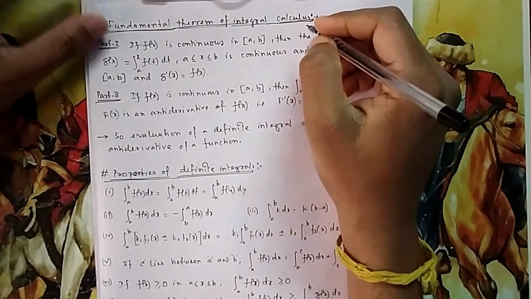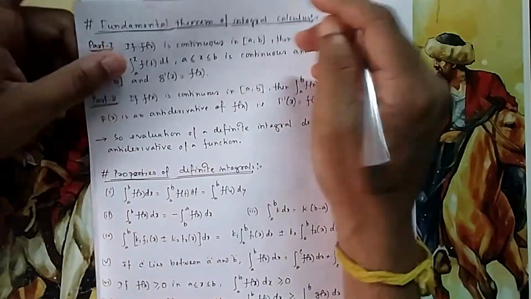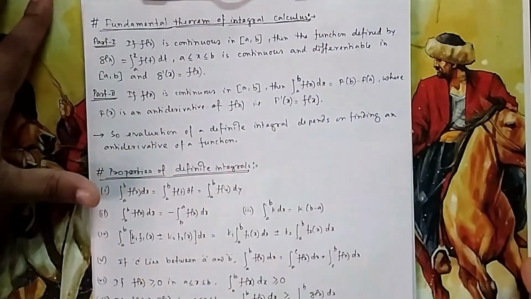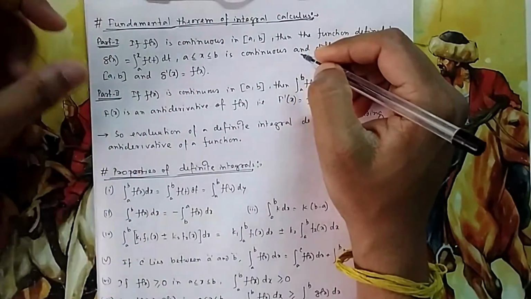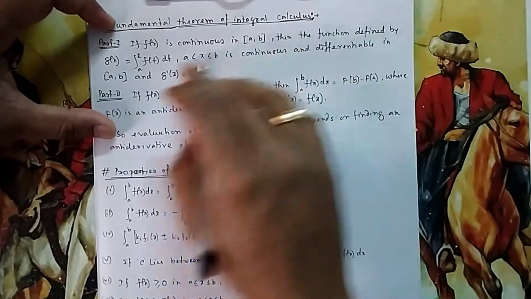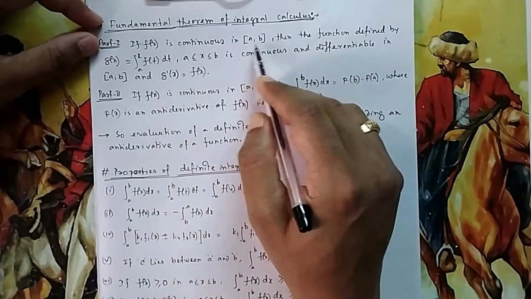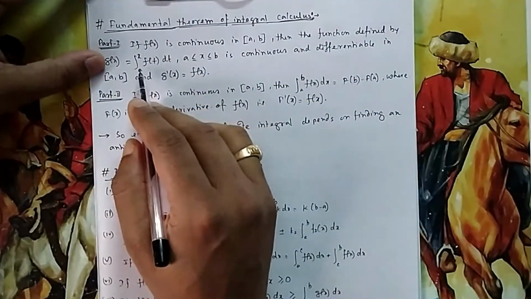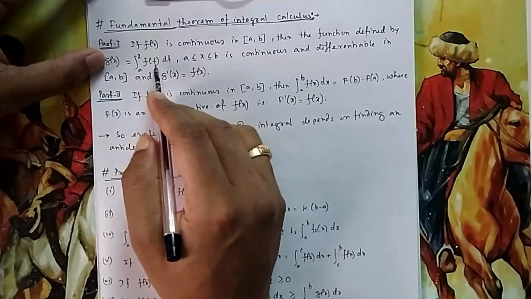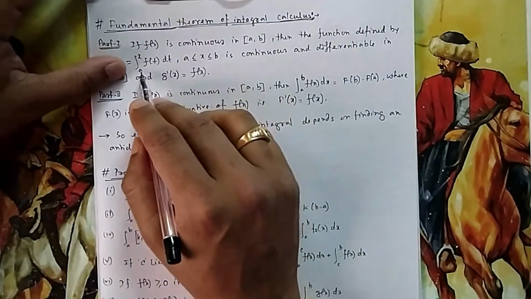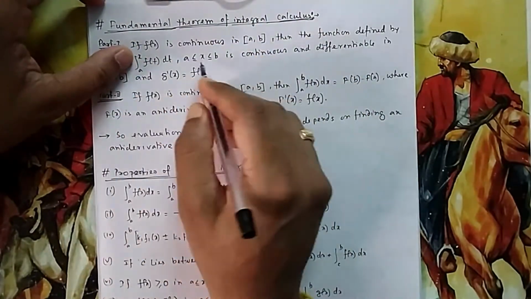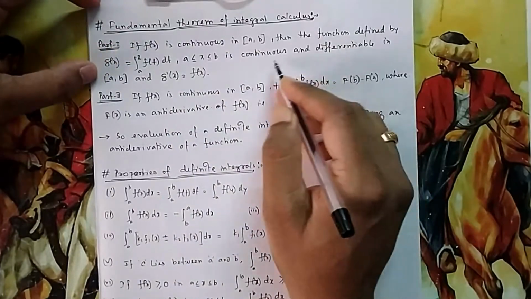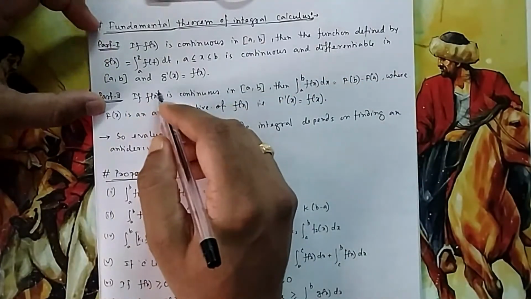Now, graphically we don't do this integration. So what is the easiest way to calculate this definite integral? It comes from the fundamental theorem of integral calculus. Two theorems are there. Part A: if f(x) is continuous from A to B, then the function defined by g(x), which is the integration of the function from A to x, that is from the starting point to any point in between, will be continuous and differentiable in A to B.